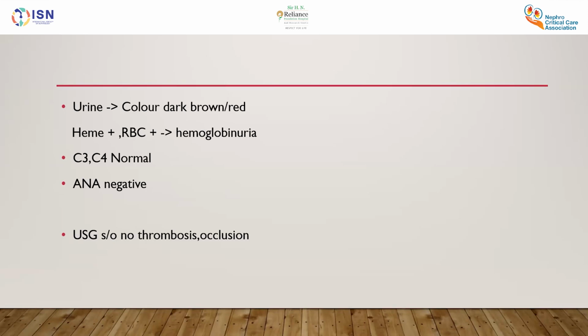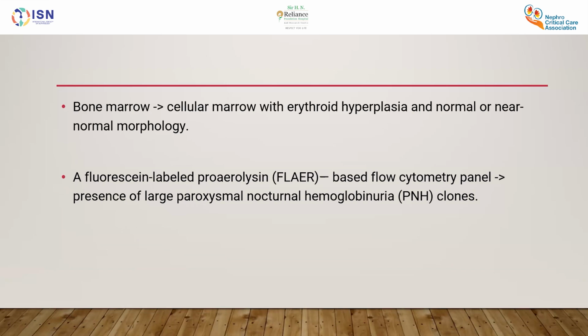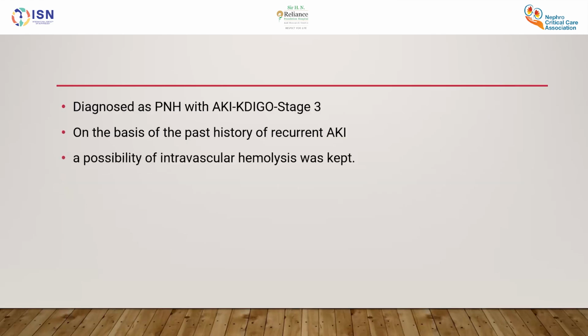Yeah. So, sir is correct. We involved a hematologist. Bone marrow was done, which showed a cellular marrow with erythroid hyperplasia and near normal morphology. So, flow cytometry panel was sent and it showed PNH clones. So, this was basically AKI, KDIGO stage 3 secondary to PNH. There was a past history of recurrent AKI, which did not require any dialysis support. And here, the possibility of intravascular hemolysis was kept.